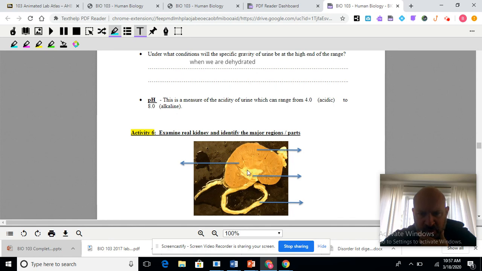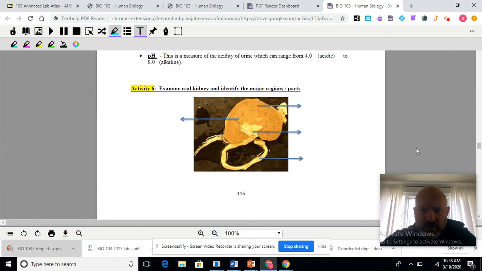Here we have a picture of the kidney. I'm not going to fill these in because we kind of feel like we already did this, but this is the cortex on the outside. Deep to that is the medulla. Deep to that is the renal pelvis. And then that leads to the ureters. So you could fill that out.